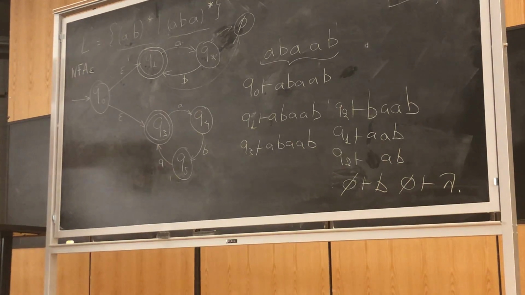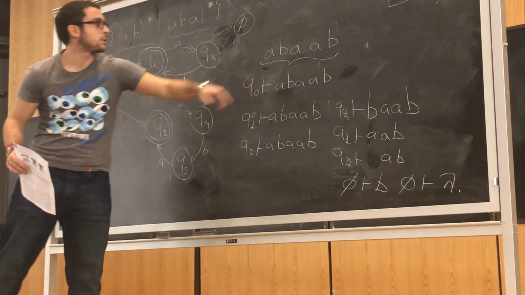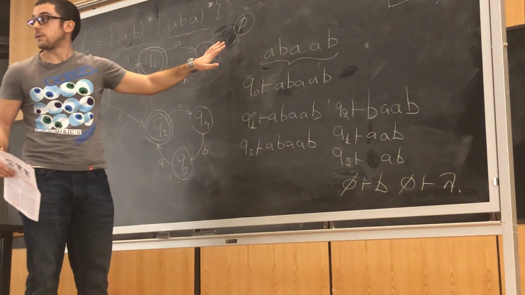You have read the input, you have all the transitions. If you end up in an acceptance state, you accept the string. If you don't, you reject it. This was a truncated version of ABA, so you reject it. So this path rejects it.